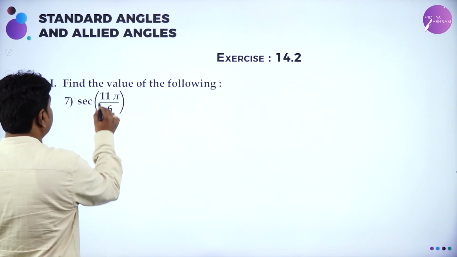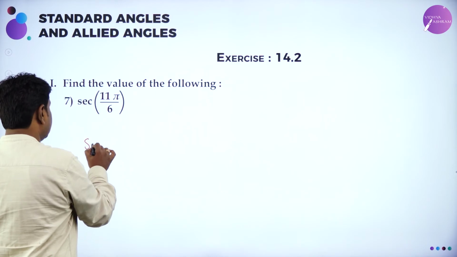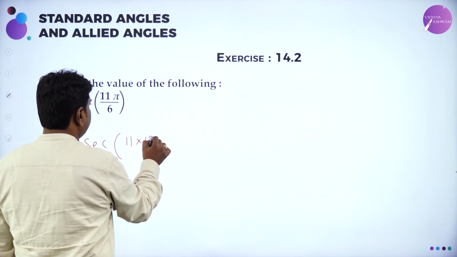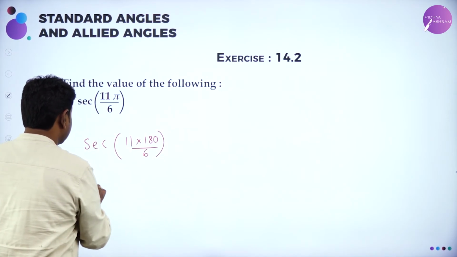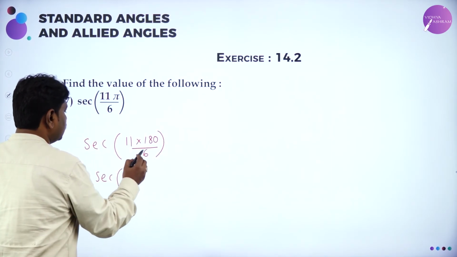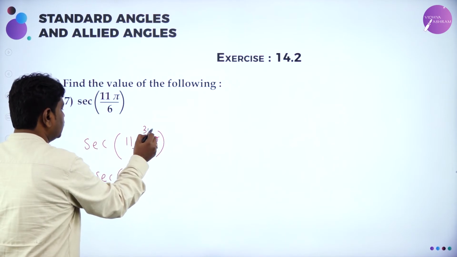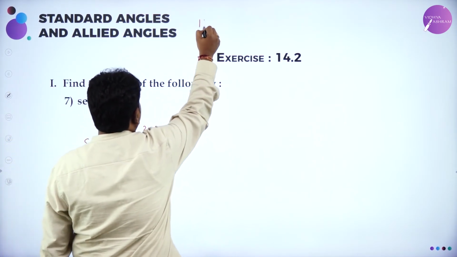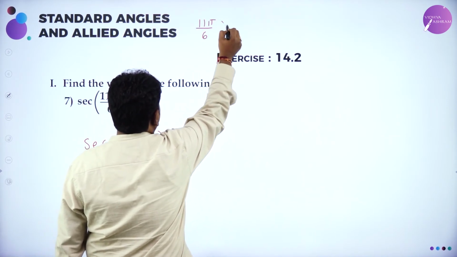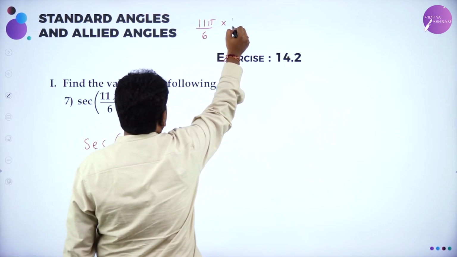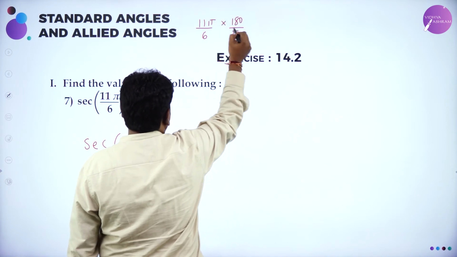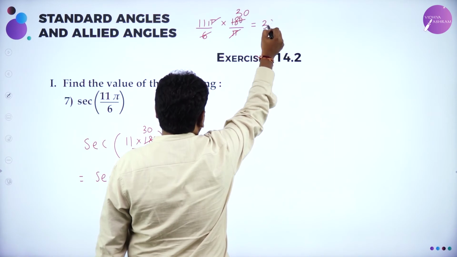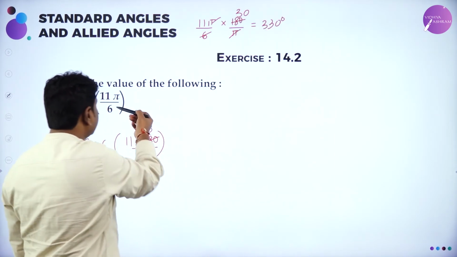Next, secant 11 pi by 6. Pi means what? 180 divided by 6. Simplify this. Secant of 11 pi by 6 means 330. See, I am calculating 11 pi by 6, convert it. How to convert 11 pi by 6 to degrees? You multiply by 180 by pi, or in the place of pi put 180, anything fine. 6 ones are 6, 3s are 30s, 330 degrees. Instead of 11 pi by 6, I am writing 330.